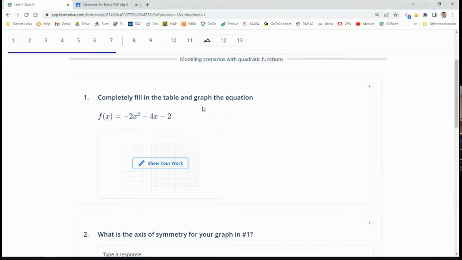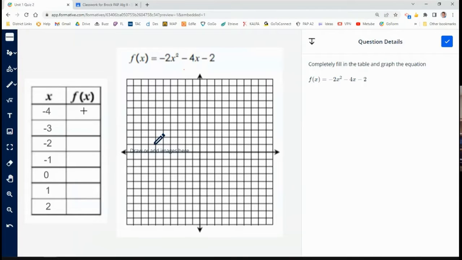Completely fill in the table and graph the equation. That's where you click on this show your work. You've got to fill in these numbers. You can either type them with the type button, it'll give you a typer, or you can use the pencil and just draw them. As long as I can read it, you can do it however you like.